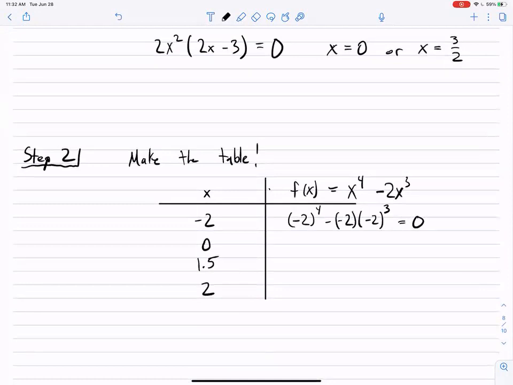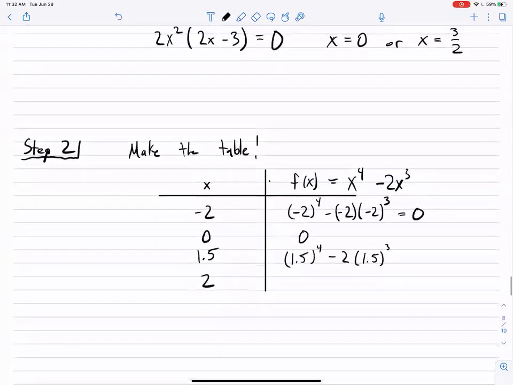If we plug in 0, we also get 0. If you plug in 1.5, I'm not really sure what that is, but it will be 1.5 to the fourth power minus 2 times 1.5 to the third power. This is going to be some negative number. You can plug into your calculator, but I'm not entirely sure what it is. And then if you plug in 2, what happens? It will be 2 to the fourth.